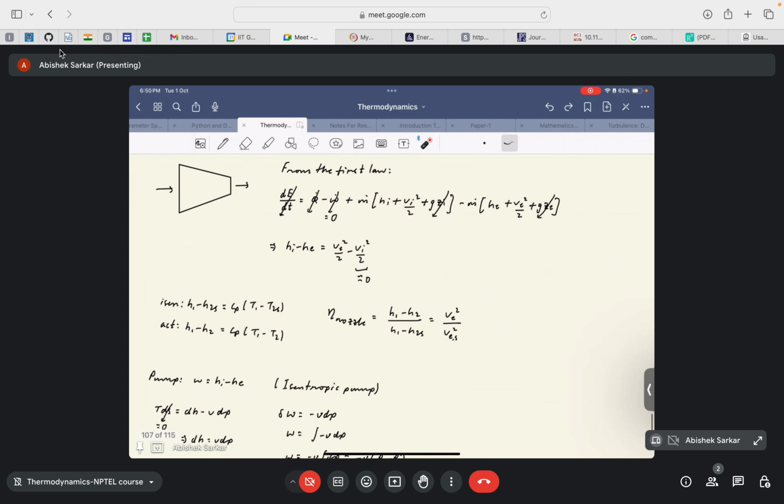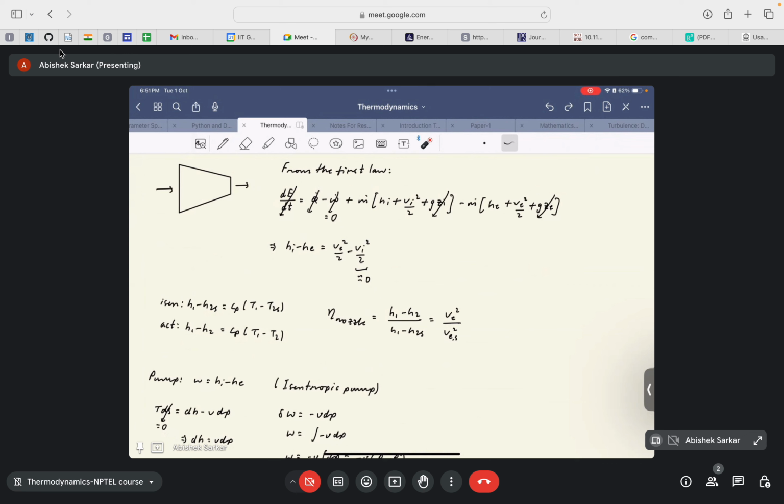So again, the net change in enthalpy in the isentropic case would be Cp times T1 minus T2S, and in the actual case it will be Cp times T1 minus T2, if we're considering an ideal gas. Or in a more general fashion, in the isentropic case it will be H1 minus H2S, and in the actual case it will be H1 minus H2, some point which is displaced from 2S.